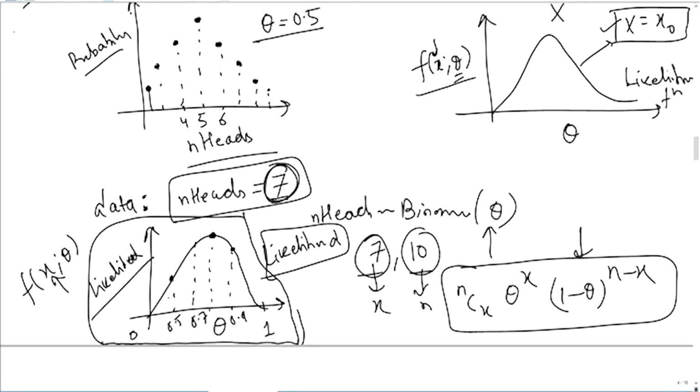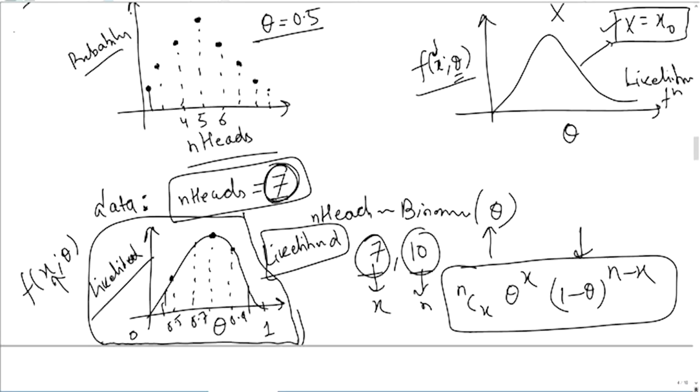Basically, it tells you that most likely the value of theta is somewhere between 0.5 and 0.9. Which is exactly what we want in the Bayesian framework. We will see later on. So, this idea of uncertainty is extremely important in Bayesian inference. That is why we use the likelihood function.